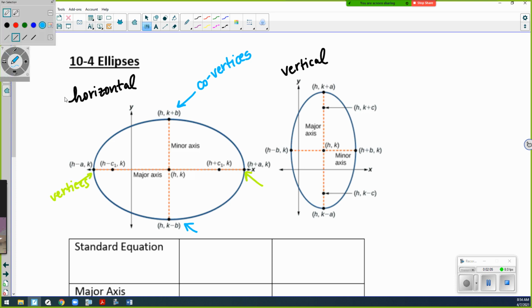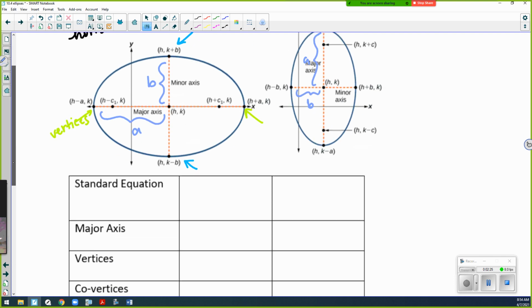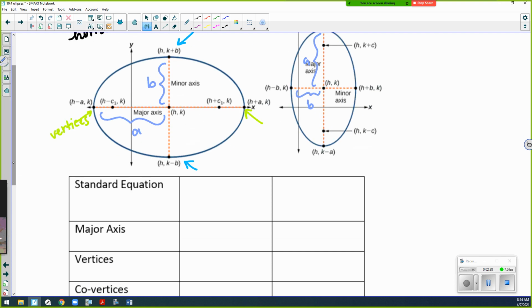Just 2 other things that I want to point out before we talk more specifically here. This is value a, and that's value b. Now over here on your vertically aligned ellipse, this is a and that's b. I think that's all I really need to say. We are ready to fill in this handy dandy chart.